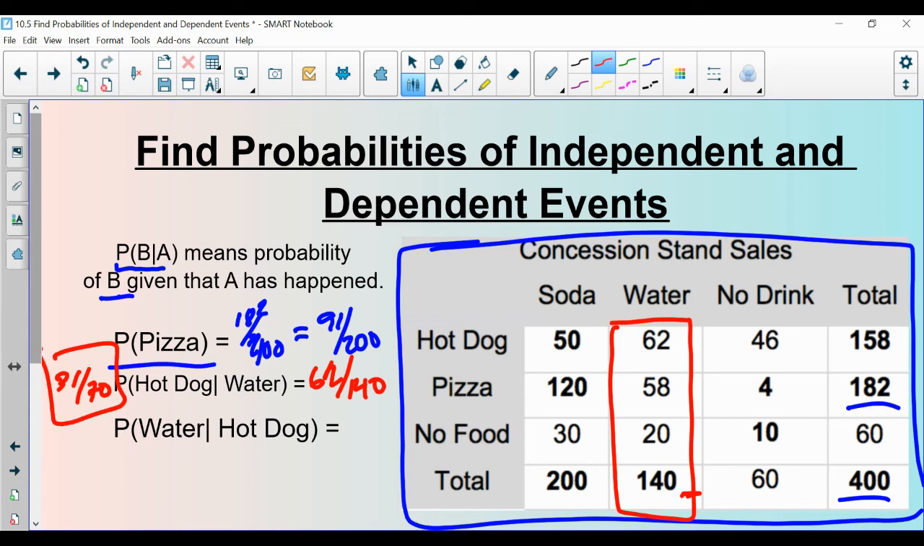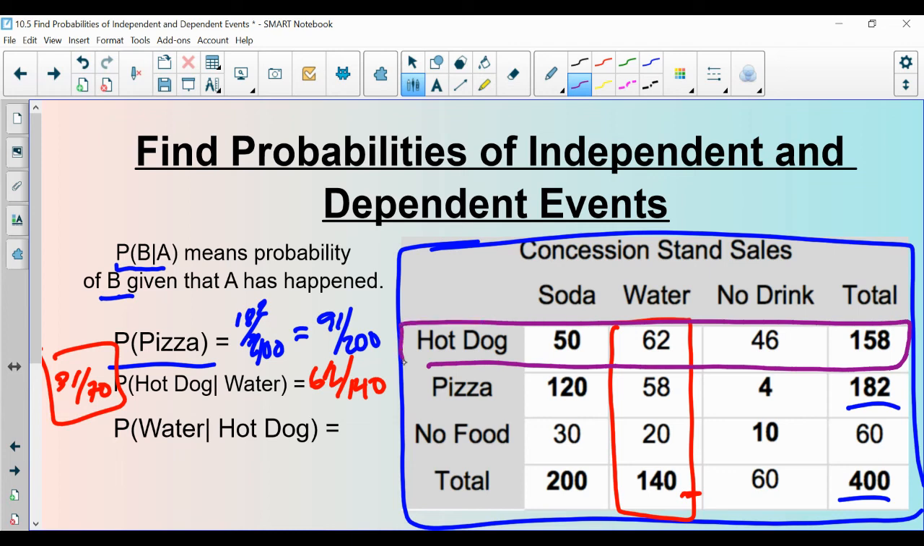Is your answer. And then lastly, what is the probability of someone selecting water given that they chose a hot dog? So assume they chose a hot dog. We are only looking at the people who selected a hot dog. And now tell me the probability that they ordered a water. There are 62 of those people who ordered a water, and there were 158 total. We do need to reduce that fraction, of course, 62 out of 158, and then reduce the fraction, and you're going to end up with 31 out of 79. That's all there is to it. So that is conditional probability from a two-way frequency table.